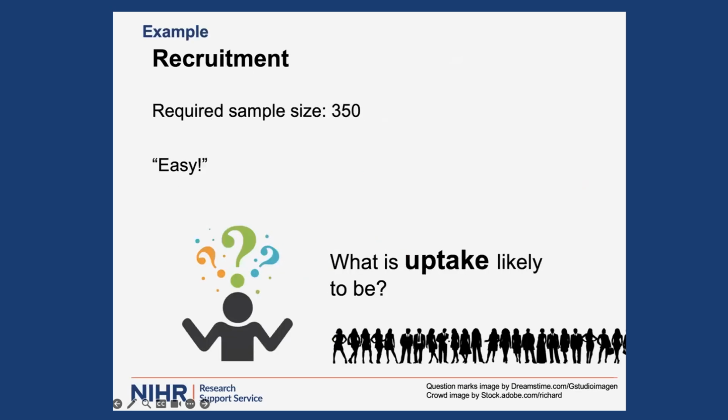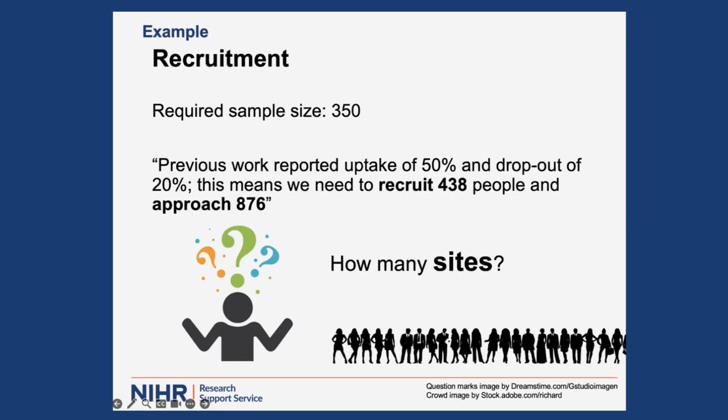So in this example, it's been worked out by your team statistician that the required sample size is 350 participants. And you think, great, we can do that. But actually, what's uptake from your participants going to be like? Well, you can look back in the literature and you might be able to say, well, previous work reported an uptake of 50% and a dropout of 20%. So actually, that means we have to massively inflate our numbers in order to get the 350 into our study.